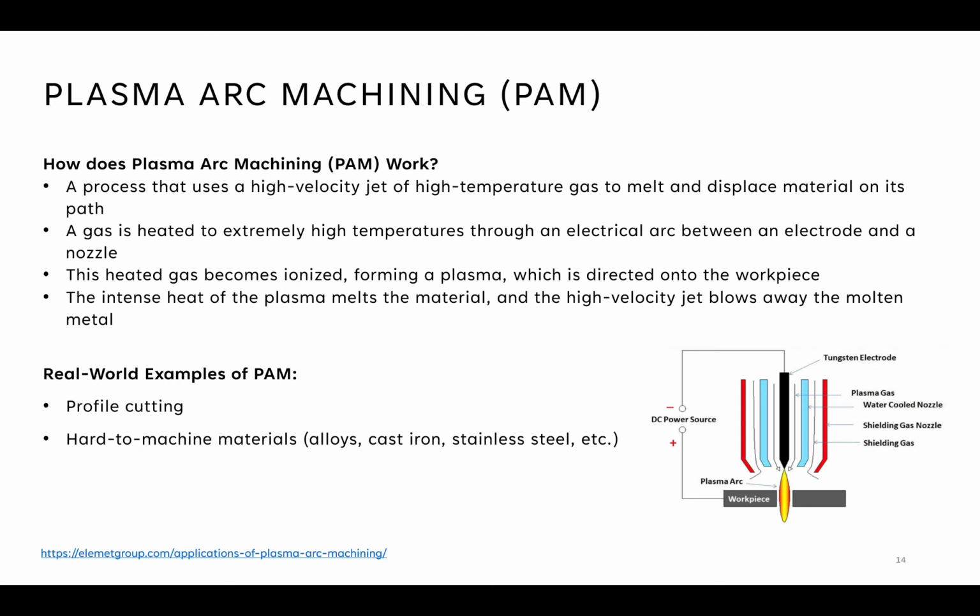Some real world examples of plasma arc machining are profile cutting, and they're often used on really hard to machine materials, so like cast iron or stainless steel.